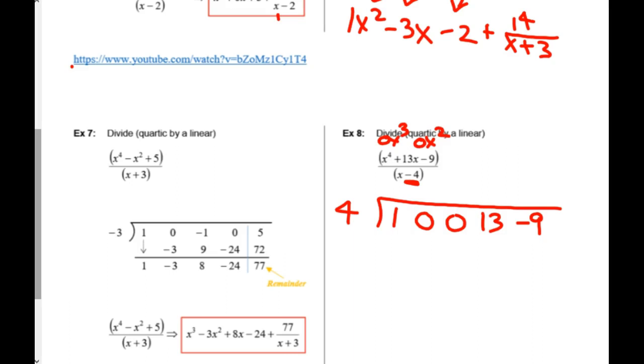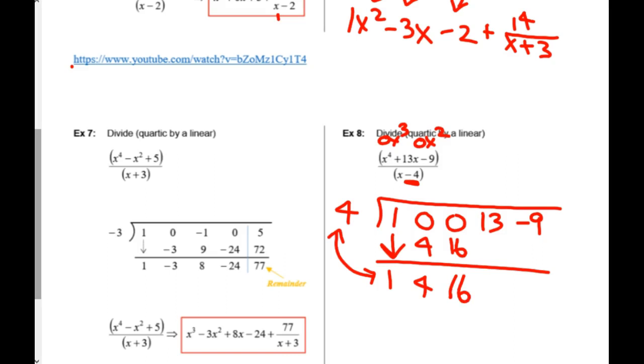And now what am I doing? I'm going to bring 1 down. I'm going to multiply and add. Multiply and add, multiply and add. So bring this down. Okay, and again, multiply. These multiply. 1 times 4 is 4. Add these together. 0 plus 4 is 4. And now I'm going to multiply 4 times 4 to get 16. Add these up. 0 plus 16 is 16.